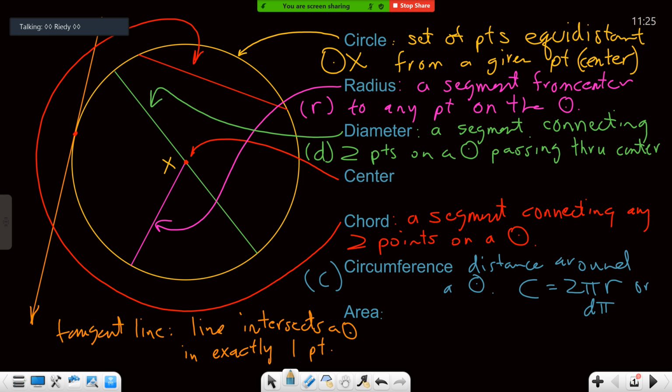Okay. Is it safe to assume you all know what area means? Yeah? Okay, good. Then, by the way, capital A. Does anybody know the formula for area of a circle?